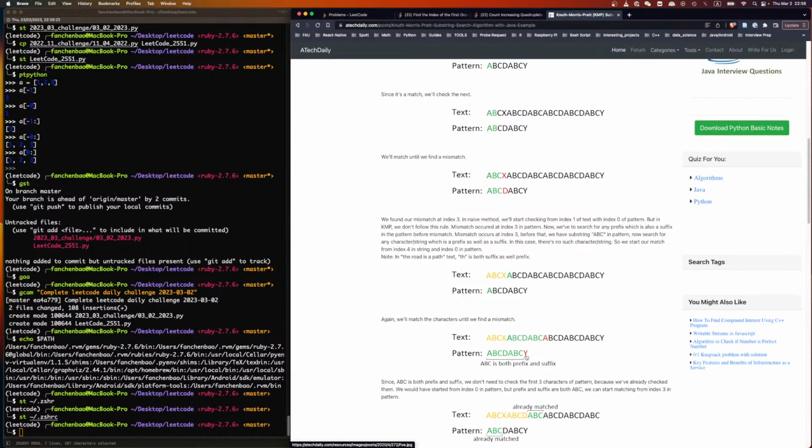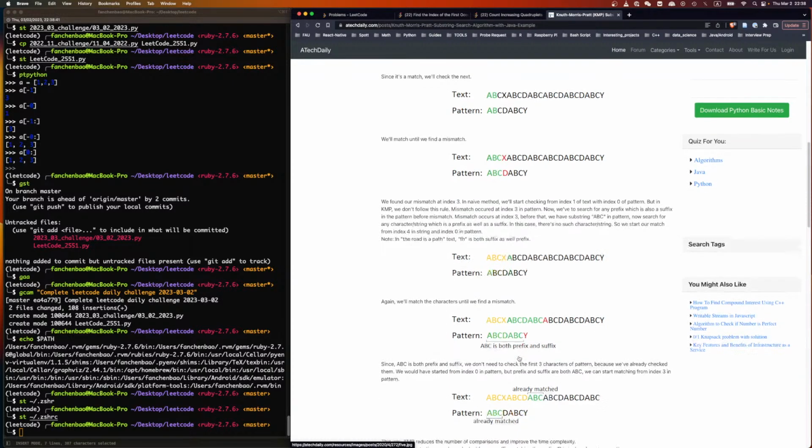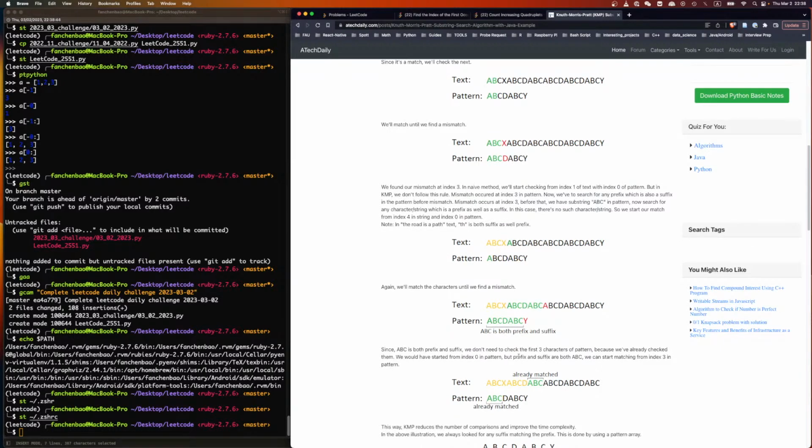Since ABC is both suffix and prefix, we only need to check the first 3 characters of the pattern, because we already checked. Index 3, so it's a mismatch. Alright, so we want to know if any of the suffix here matches its prefix. Yeah, I know we have a match.